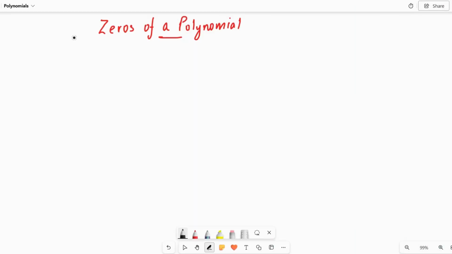Now let's talk about the zeros of the polynomial. The zeros are also known as roots of the polynomial and are the values of the variable where the polynomial is equal to 0. For instance, if p of x is equal to x square minus 5x plus 6, to find the zeros, we solve the equation. The solutions of this equation are the points where the polynomial actually becomes 0. And in this case, the zeros would be x is equal to 2 and x is equal to 3.